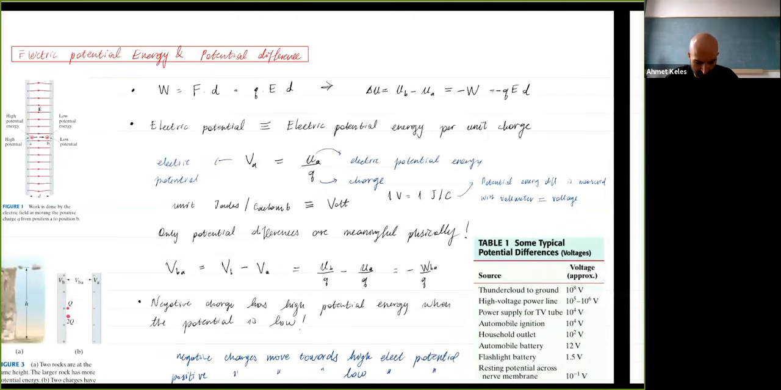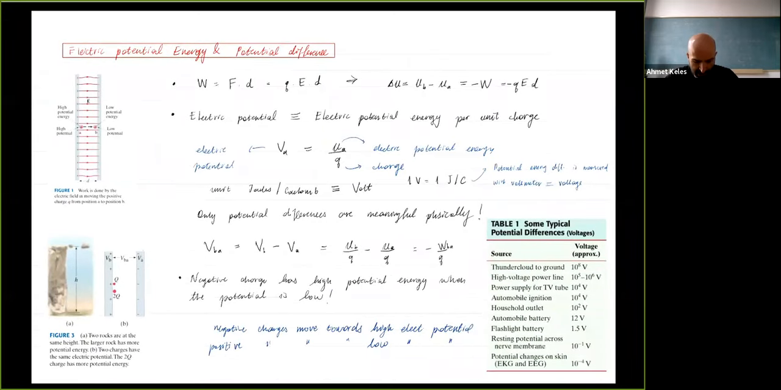If you remember from the first semester, the potential energy was only defined with respect to a reference point. So the only physically meaningful quantity was potential energy differences. Since electric potential is defined in terms of electric potential energy, this same concept carries on. So we can only talk about potential differences, electric potential differences, to make perfect physical sense.